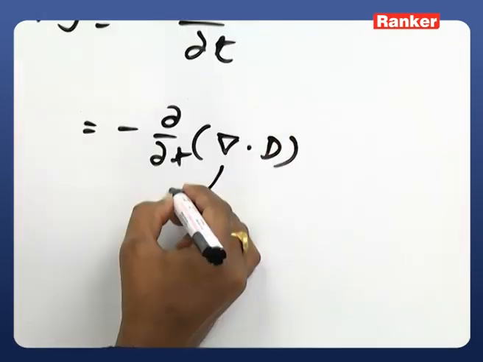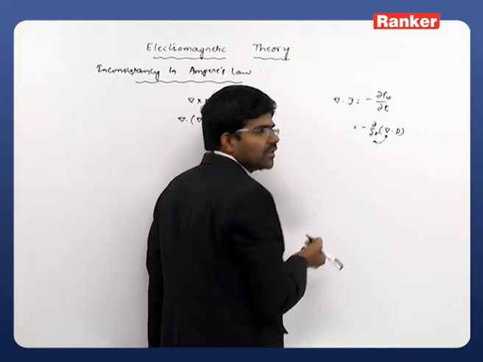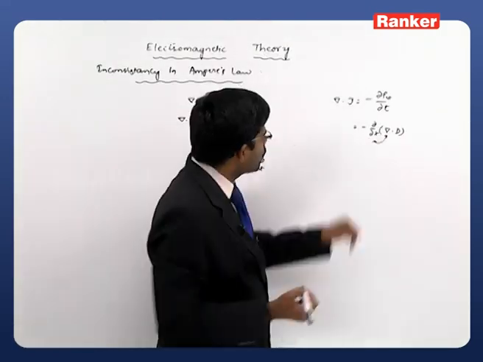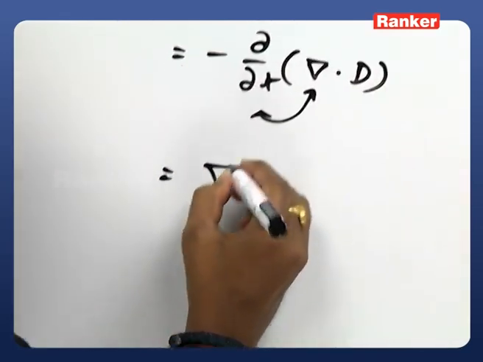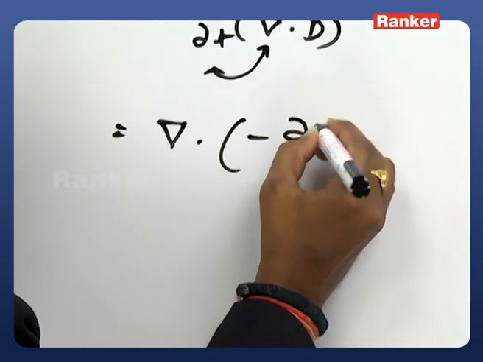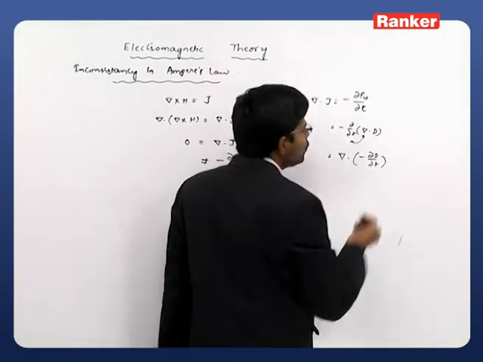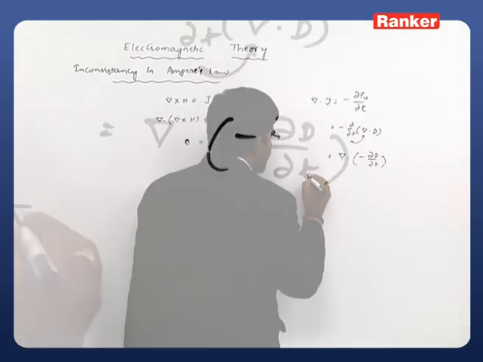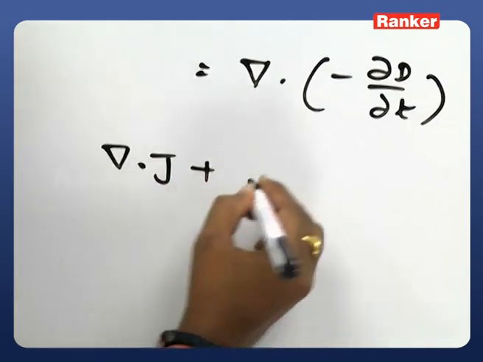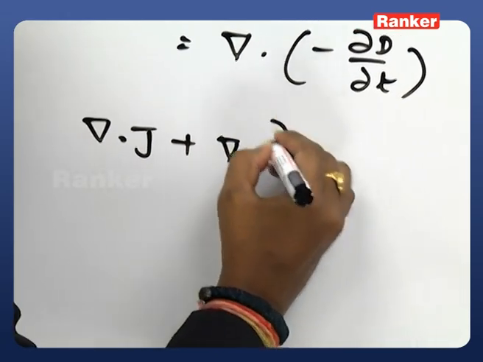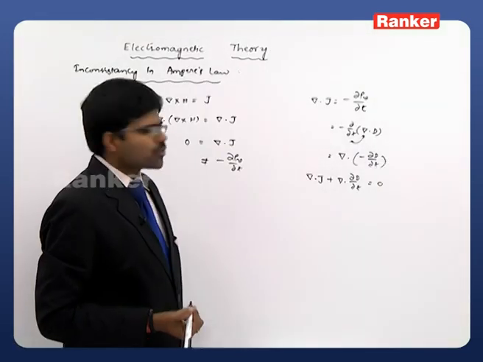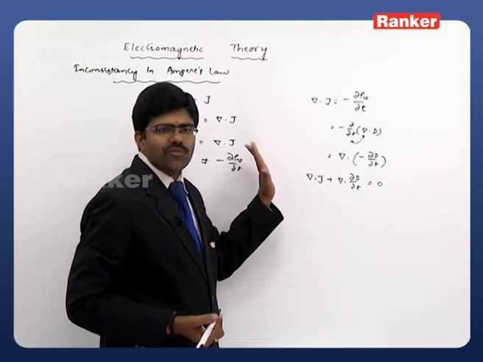Now swap these two operators. This is a time domain operator, this is a spatial domain operator. Swapping these two operators, what we get is del dot minus dou D by dou t. Now bring this to the left hand side. Del dot J plus del dot dou D by dou t is equal to 0. What I did is I brought this to the left hand side.